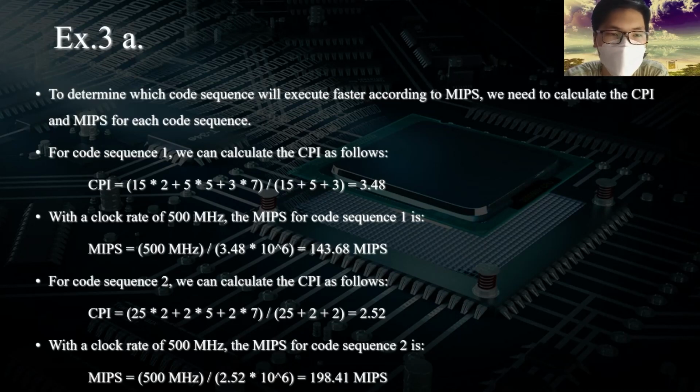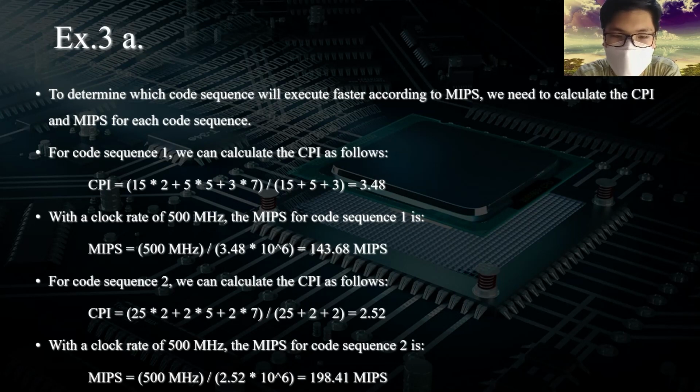Exercise 3A. To determine which code sequence will execute faster according to MIPS, we need to calculate CPI and MIPS for each code sequence. For code sequence 1, we can calculate the CPI as follows. CPI equals 3.48 with a clock rate of 500 MHz. The MIPS for code sequence 1 is equal to 143.68 MIPS.